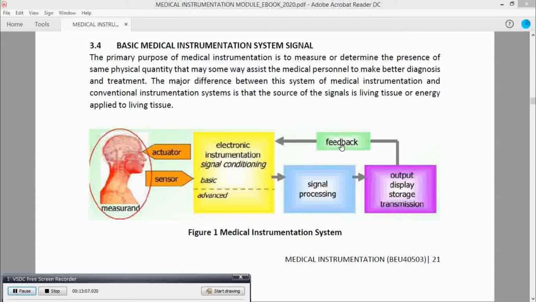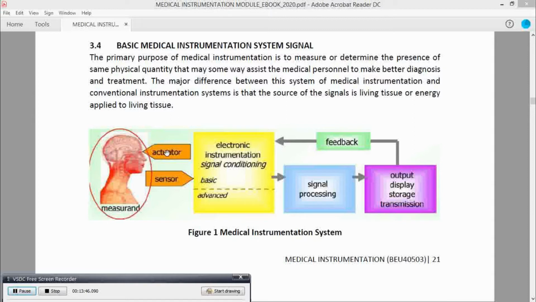And then if you notice here, there is a feedback, right? For example, after the measurement, most systems have this feedback loop. That means it gives the user the chance to identify, for example, if there is anything wrong with the current measurement, or if there are any alarming signals. So this feedback will be useful. Here then you will again face the electronic instrumentation and signal conditioning.